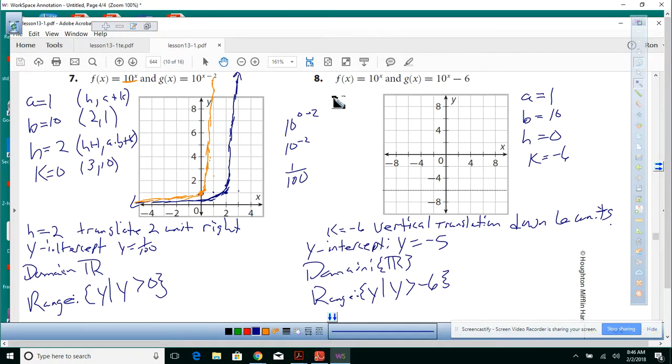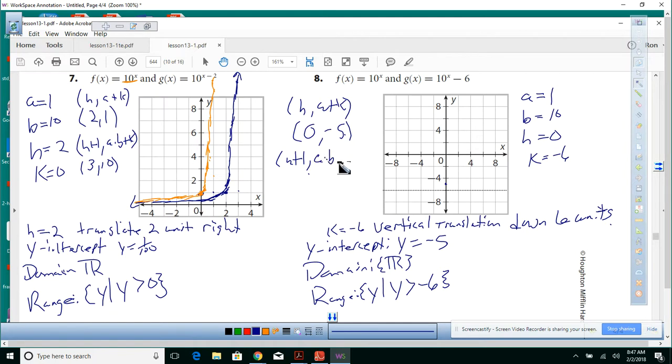So let's plot our points. I need to clear that off. Let's plot our points. We got h and then a plus k. So h is 0, and then a plus k, 1 minus 6 is negative 5. So 0, negative 5 is going to be right there. And then we have h plus 1, and then a times b plus k.